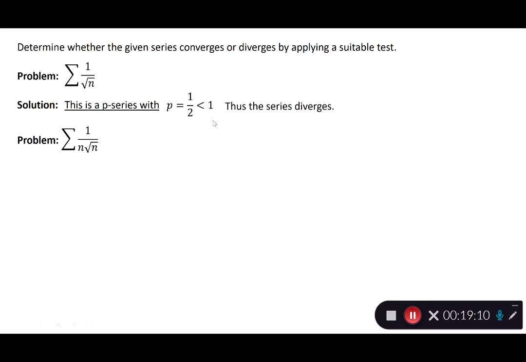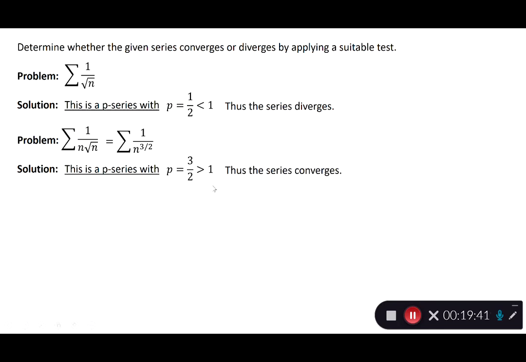Cool. How about this one? Is this a p series as well? Yeah, we can write n times square root of n as n times n to the 1/2, which in turn is equal to n to the 3/2. Yeah, this is a p series because it is in the form of sigma 1 over n to the p. P happens to be 3/2, which is greater than 1. That's it. So that series must converge, right? Simple. Notice how simple this becomes.